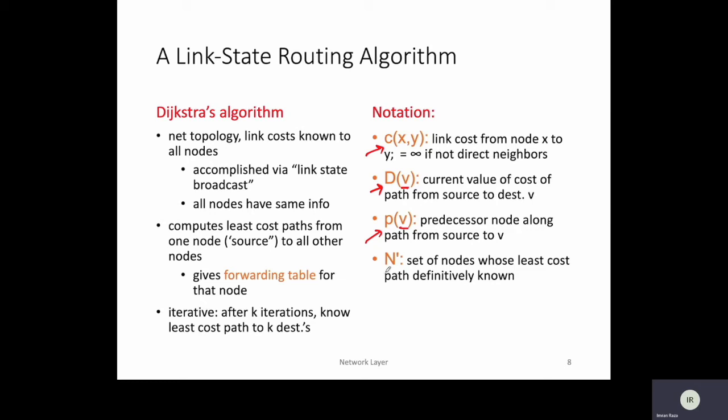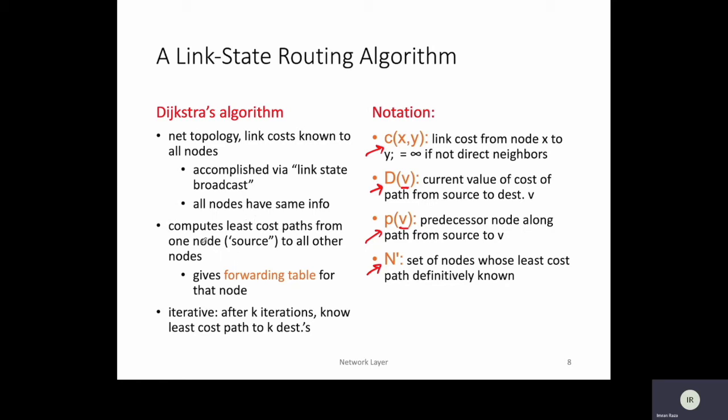So N is a set of nodes that includes all the nodes whose least cost path has been calculated using Dijkstra's algorithm, right? In Dijkstra's algorithm, the net topology and link costs are known to all nodes. And how is this accomplished? For that, we send link state broadcasts. Means we broadcast the link state information. So all the nodes or routers will have the same information, right?